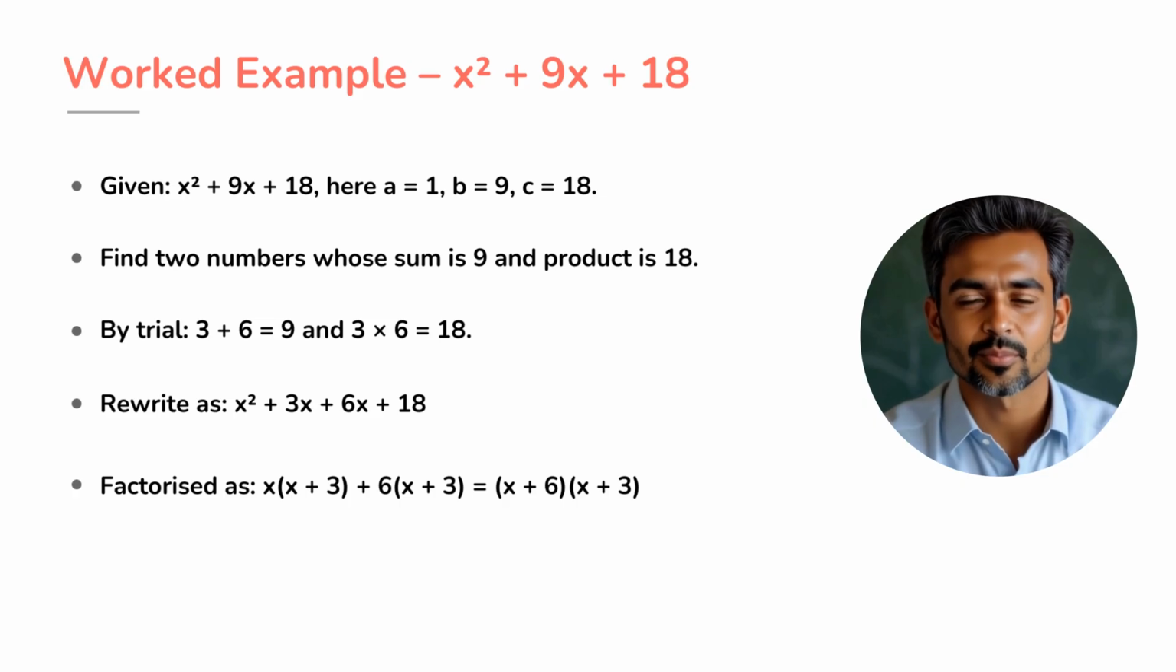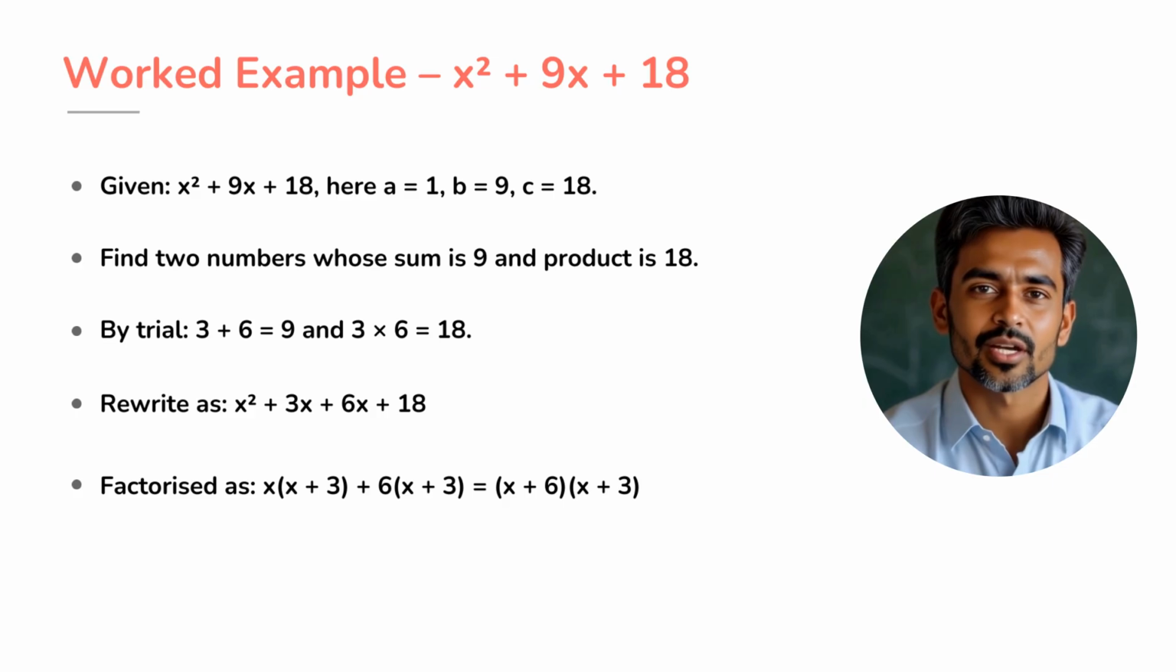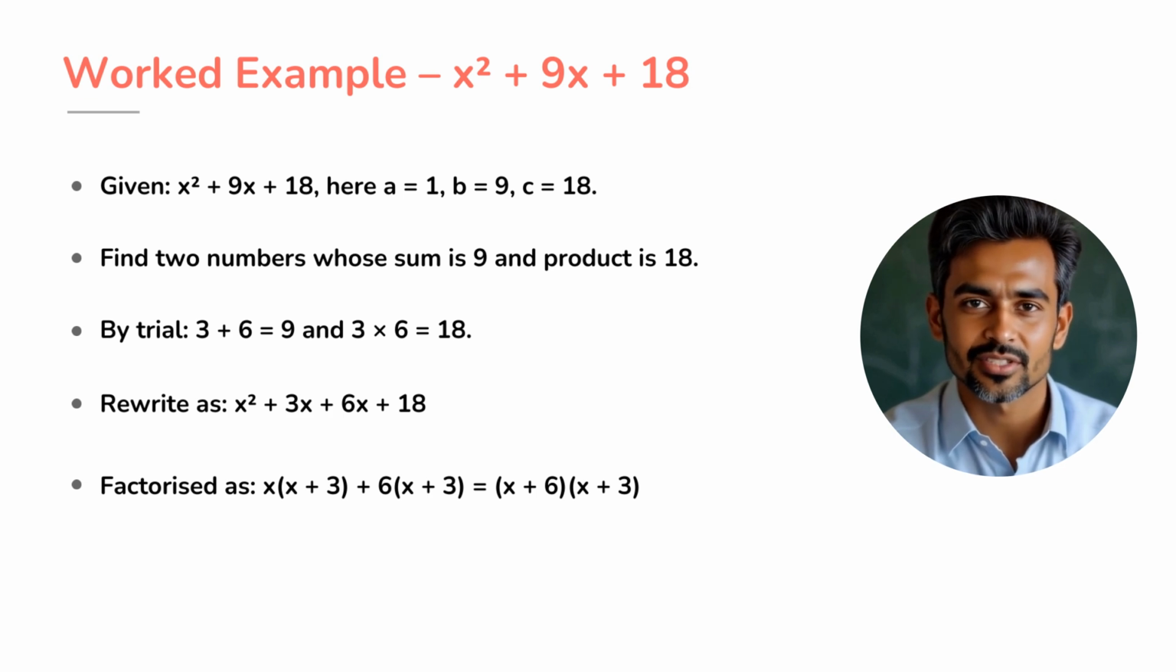Let's work through a simple example. We are given the trinomial x squared plus 9x plus 18. Here, a equals 1, b equals 9, and c equals 18. We want to find two numbers whose sum is 9 and product is 18. By trial, 3 plus 6 equals 9 and 3 times 6 equals 18. Perfect match. Now, rewrite the expression by splitting the middle term: x squared plus 3x plus 6x plus 18.